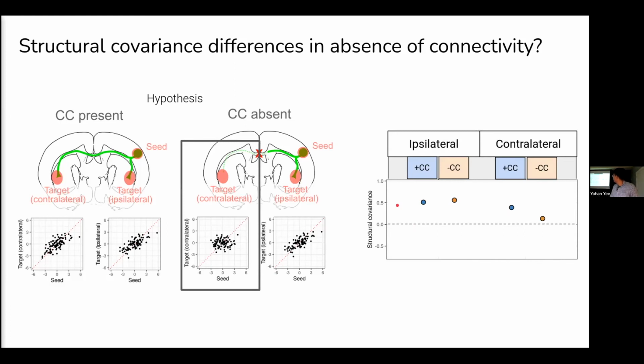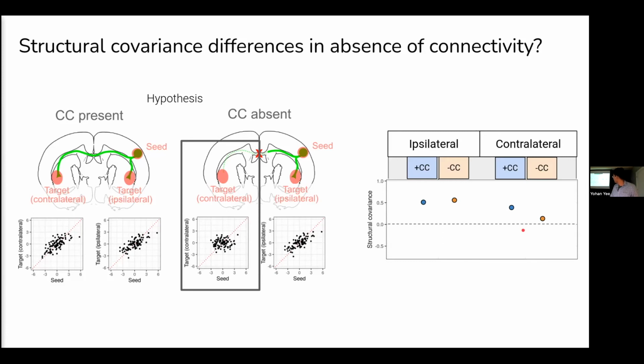And again, you get a value that's reasonably high on the right. But in the BTBR mice that don't have a corpus callosum, if you look at the seed and compare it to the target, you would expect there to be very little to no structural covariance. So there'd be almost no correlation here, and this value should be close to 0. And so the hypothesis here is that on the ipsilateral side, you should see no differences when you compare structural covariance between controls and the BTBR mice. But on the contralateral side, there should be a difference.